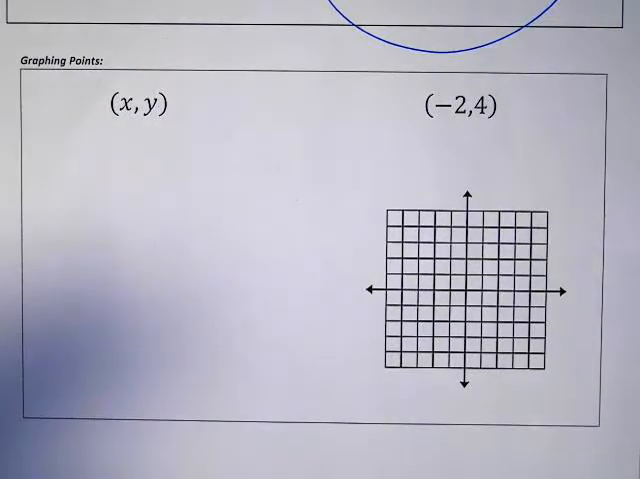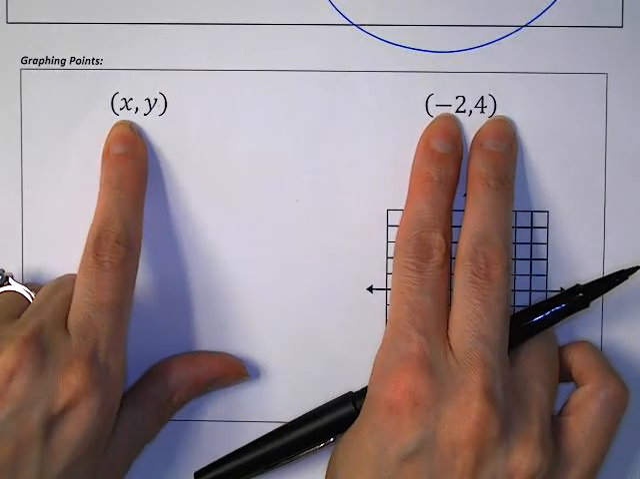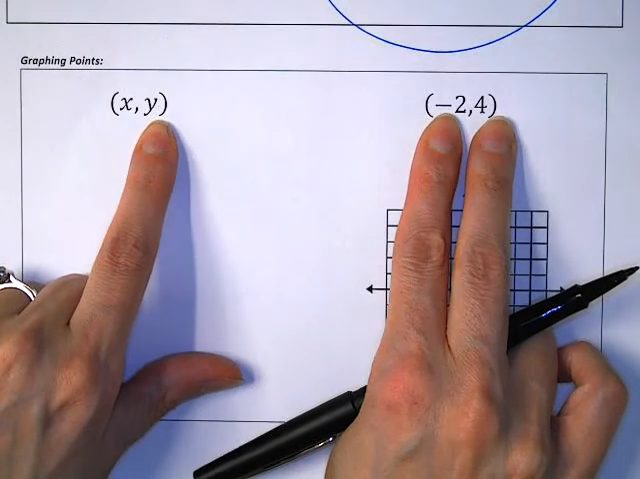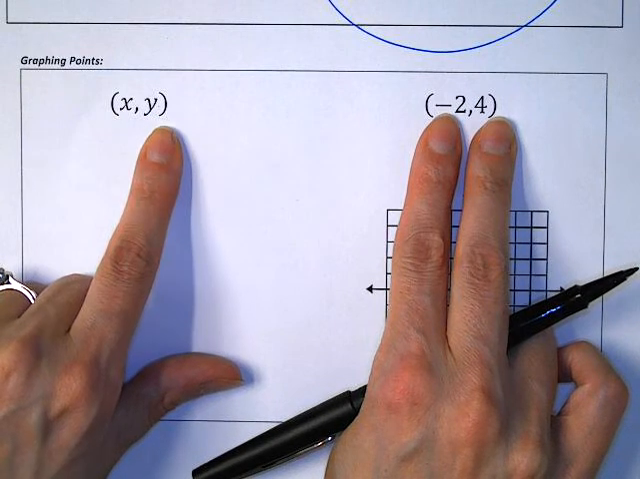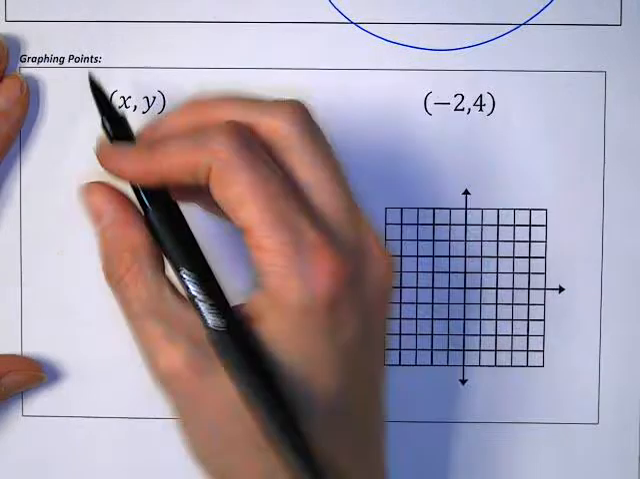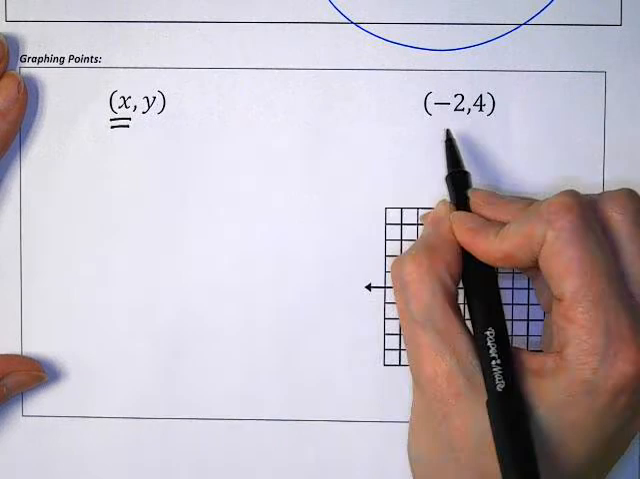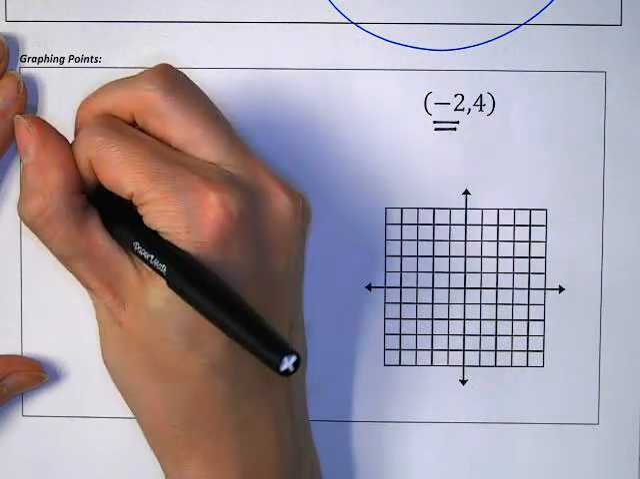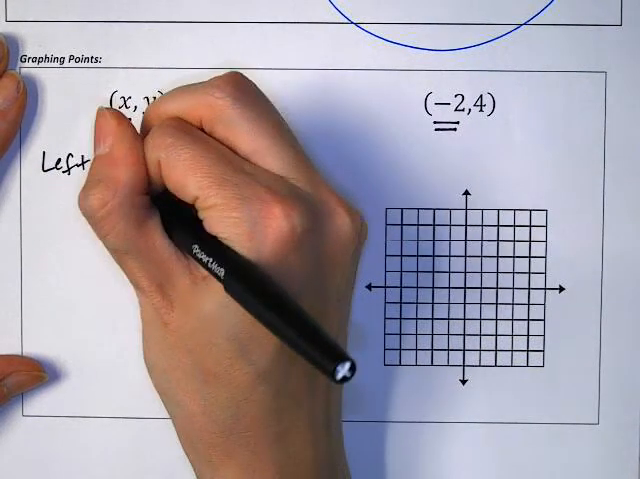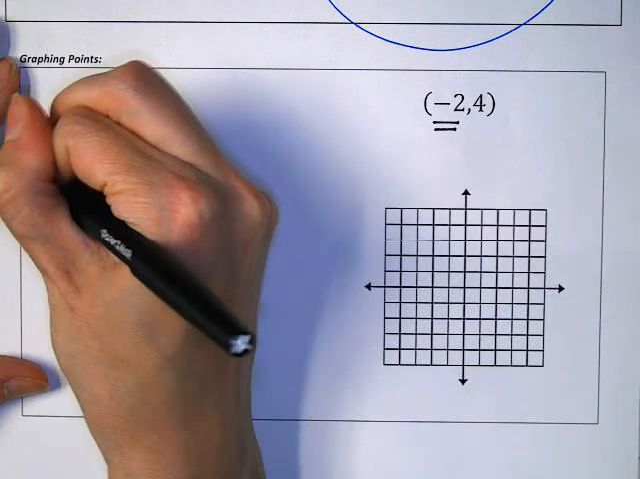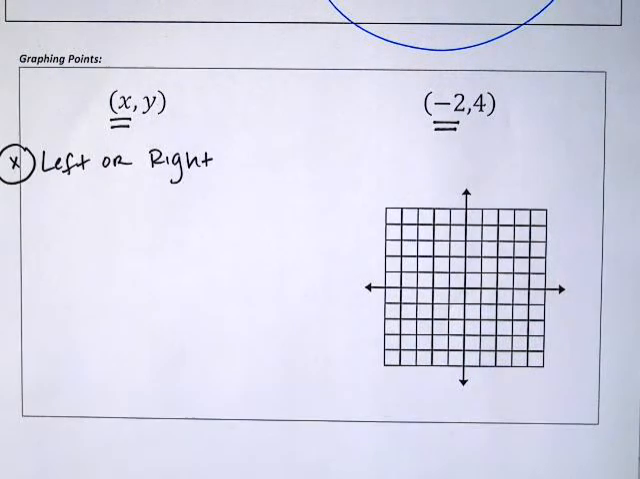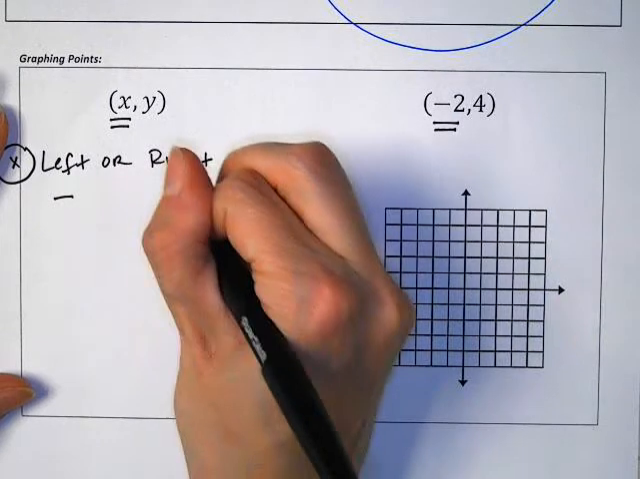So ordered pairs always come in the form x first, y second. And if you ever forget, it's just alphabetical. X comes before y in the alphabet. Now the x, the first number, that will tell you if you're going left or right. If it's negative, you're going left. If it's positive, you're going right.